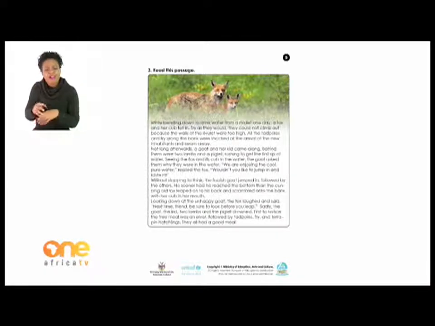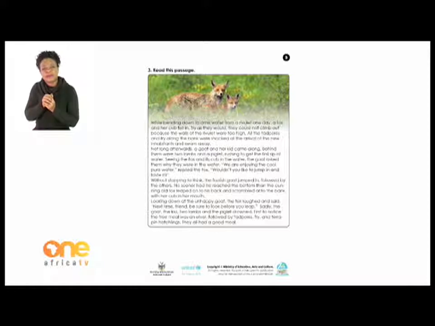"We are enjoying the cool, pure water," replied the fox. "Would you like to jump in and taste it?" Without stopping to think, the foolish goat jumped in, followed by the others. No sooner had he reached the bottom than the cunning old fox leaped onto his back and scrambled onto the bank with her cub in her mouth.